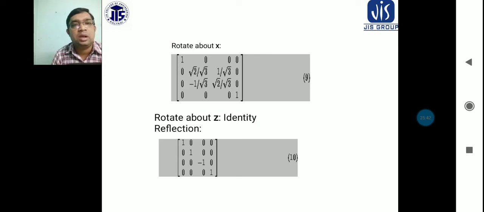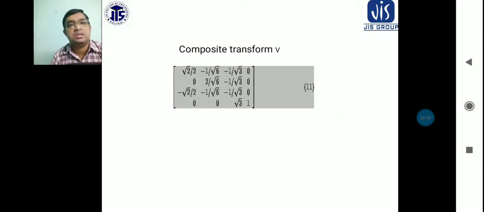You can see the matrix is given: the first column is 1 0 0 0, the second column is 0 1 0 0, the third column is 0 0 minus 1 0, and the fourth column is 0 0 0 1. This is the rotation about z, where the identity reflection is here.